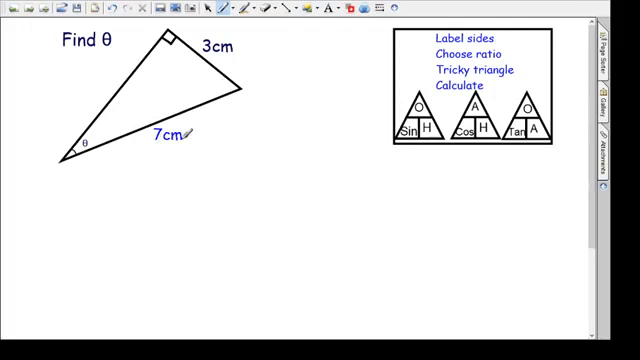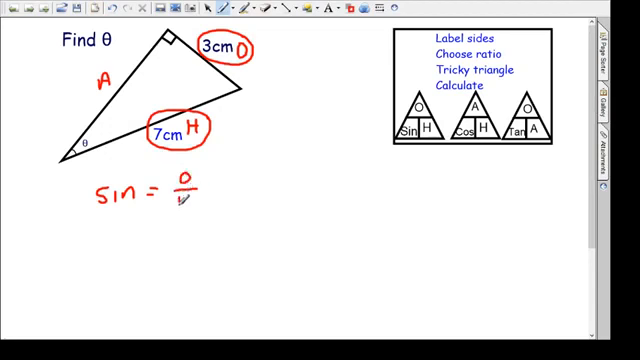Okay, so let's start with our label. So opposite the right angle, H. Opposite the angle is O. The other one is A, so that must be that one there. Okay, we choose our ratio. Most definitely interested in that one, and most definitely interested in that one. So we look across our list. It's O and H. So yeah, okay. So that one's sine. That one's sine. So we're going to use our sine ratio.